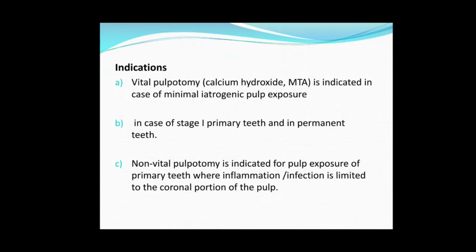Vital pulpotomy is indicated in case of minimal iatrogenic pulp exposure, in case of stage 1 root formation, primary teeth and permanent teeth. Non-vital pulpotomy is indicated for exposure of primary teeth where inflammation and infection is limited to the coronal portion of the pulp.